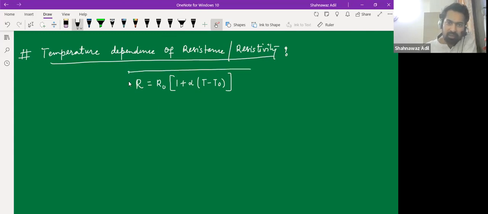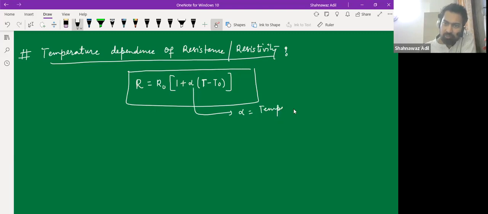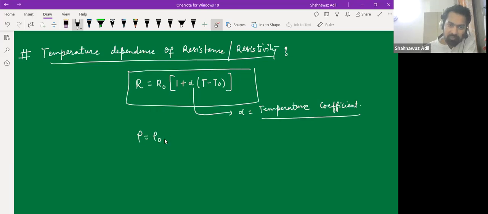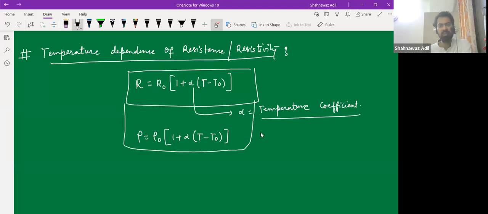And yeah, so you can see that this R is directly proportional to T, where this alpha is the temperature coefficient, right? Okay, so this is the relation, and we can also write the resistivity in the same manner. This one is the important relation.